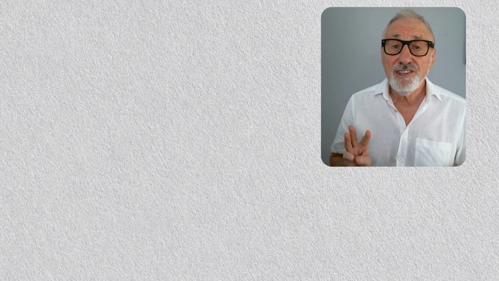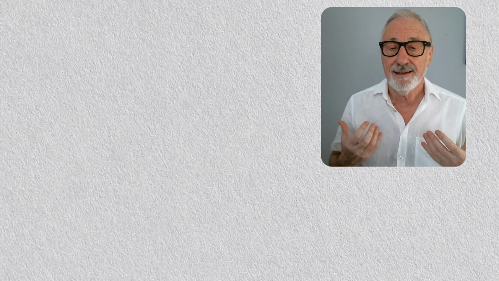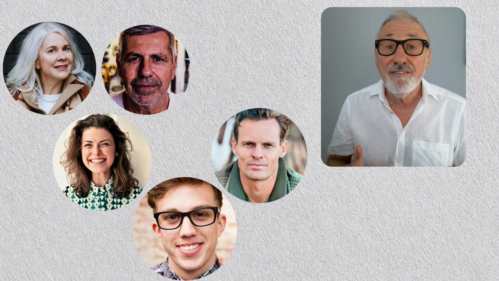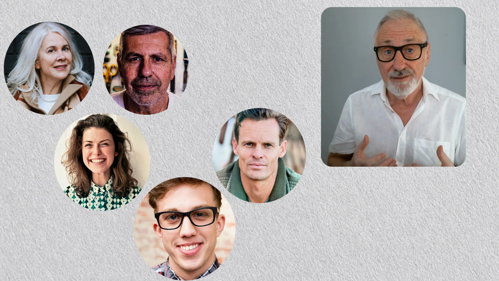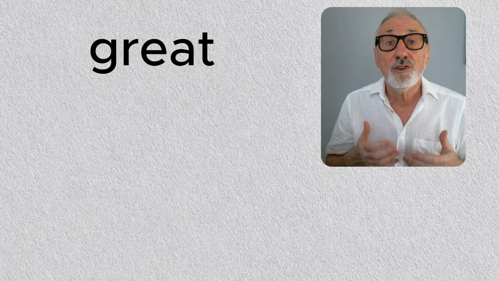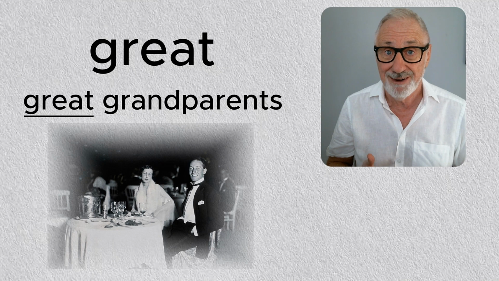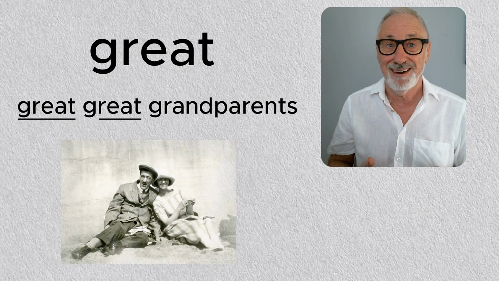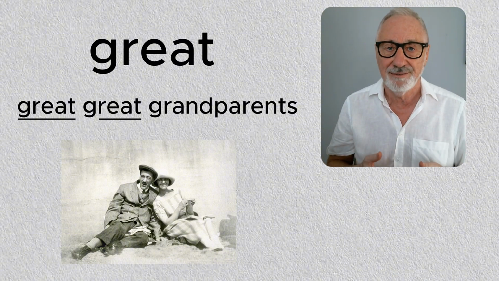Next, we have 3 generations going back in time. There's Bob, his parents, and his grandparents. And for every generation that we go back further than that, we add the word great in front. So Bob's grandparents' parents are his great-grandparents. And their parents are his great-great-grandparents, and so on and so on.